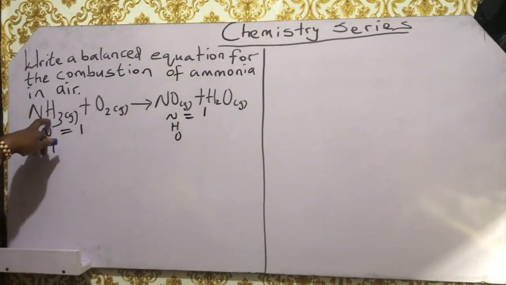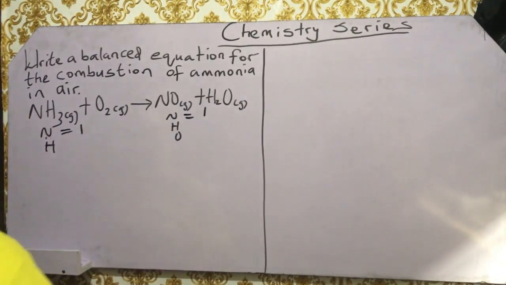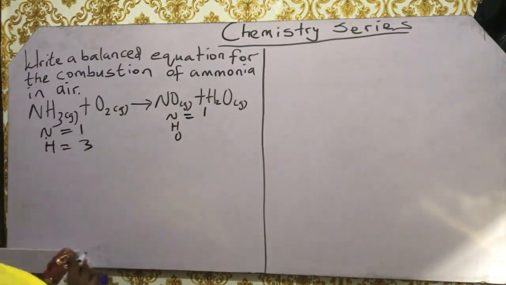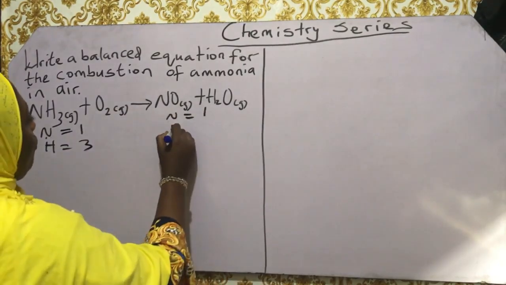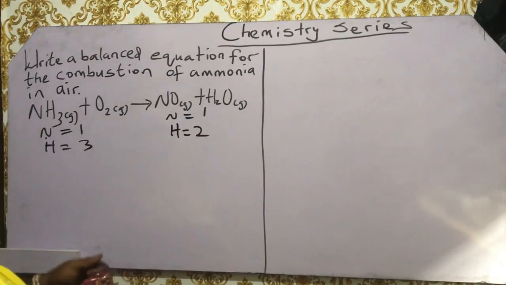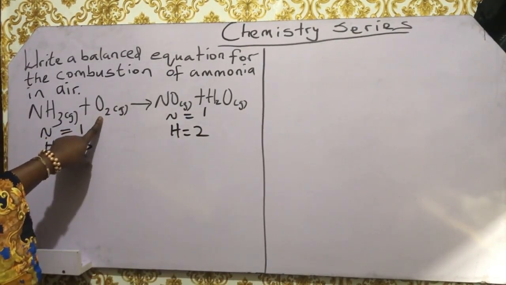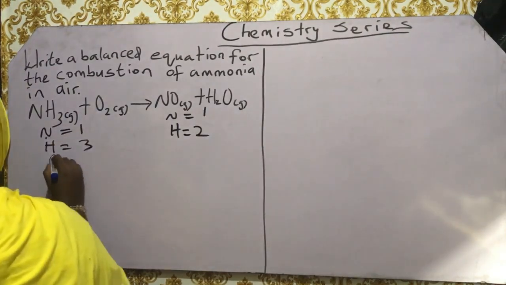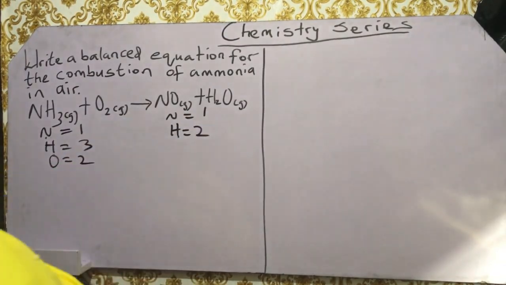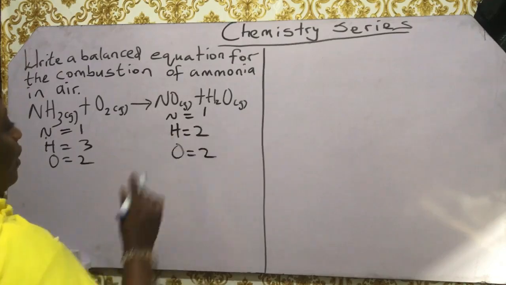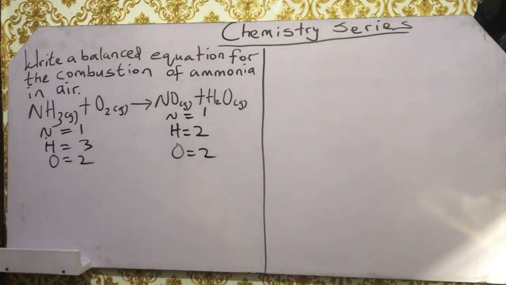On the left side, we have 3 atoms of hydrogen. And on the right side, we have 2 atoms of hydrogen. On the left side, we have 2 atoms of oxygen. On the right side, we have 2 atoms of oxygen. So looking at this equation, nitrogen is balanced, hydrogen is not balanced, oxygen is also balanced.